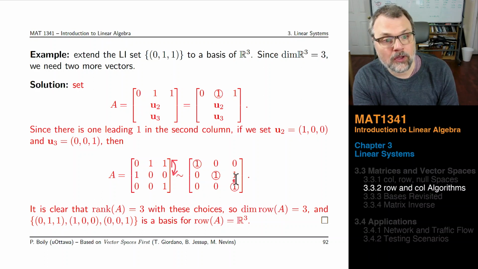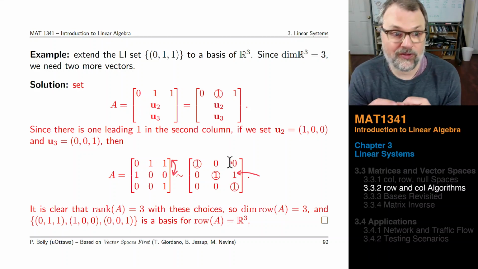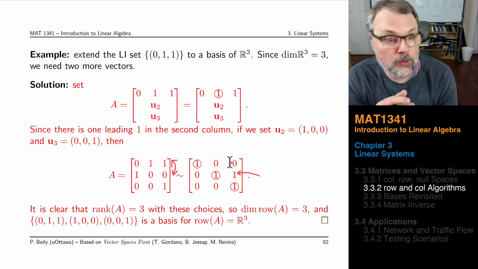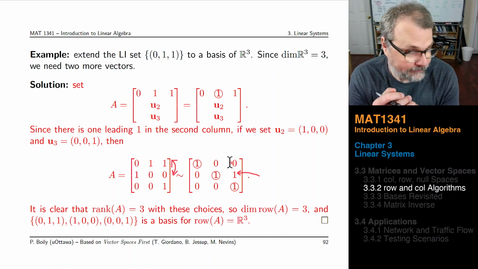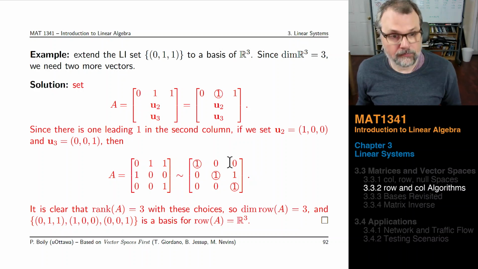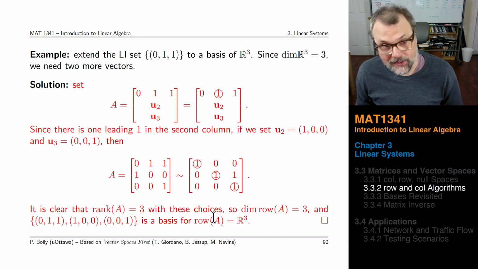It's not the full RREF here because there's a thing above the leading 1 which is not 0, but you don't need to go to the RREF to get the rank. You just need to go to a row echelon form. So 0, 1, 1, 1, 0, 0, and 0, 0, 1 would be a basis for the row space of A, which in this case is the same thing as R3.